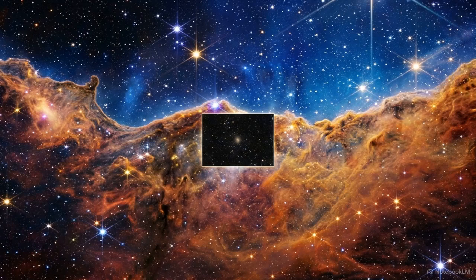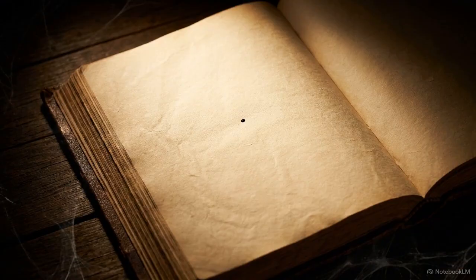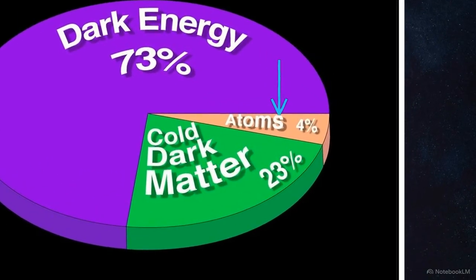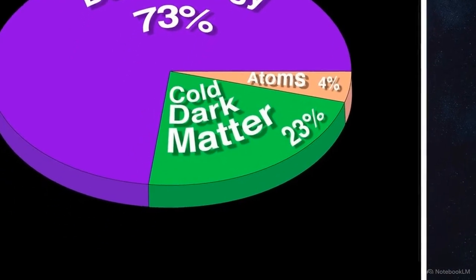Everything humanity has ever seen, touched, or observed adds up to a rounding error in the grand ledger of the cosmos. All mapped stars, planets, and galaxies represent only a tiny fraction of what is actually out there. This chart shows the composition of our universe as we currently understand it. Ordinary atoms account for just 4% of the total. The rest is divided among unseen components, including a massive 23% share belonging to cold dark matter.